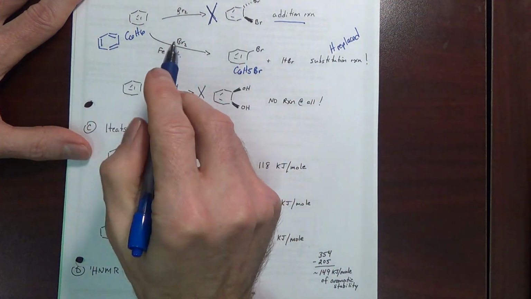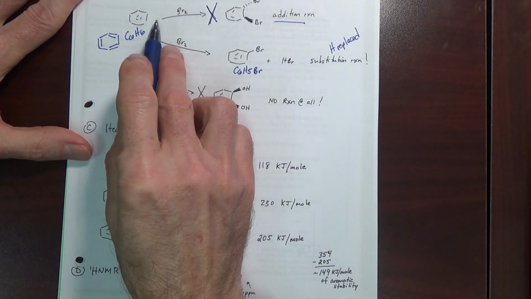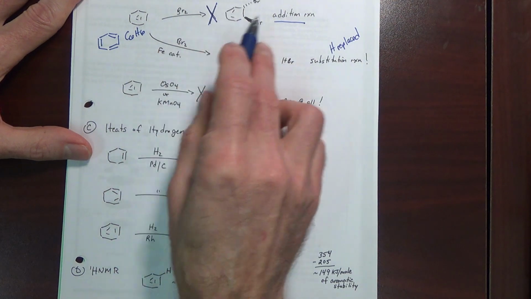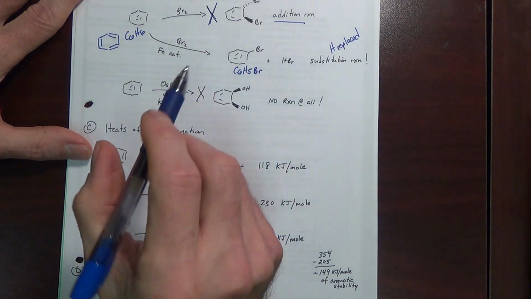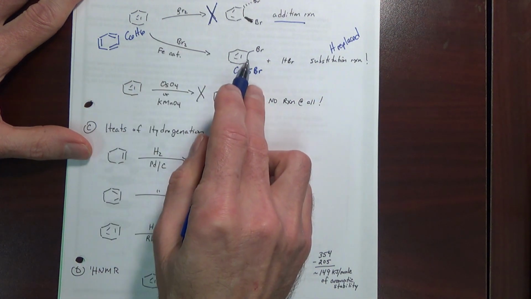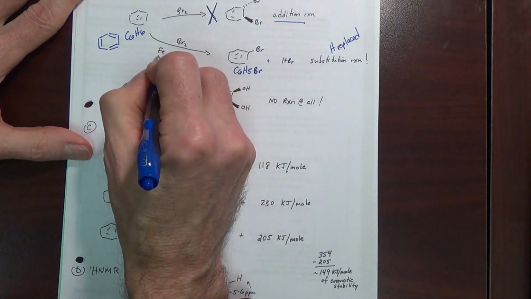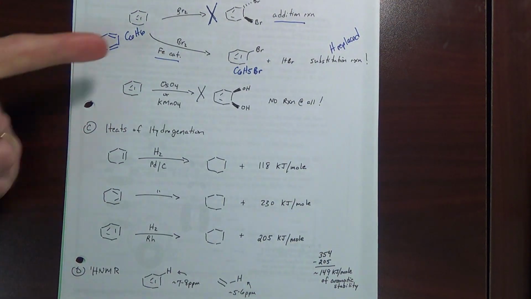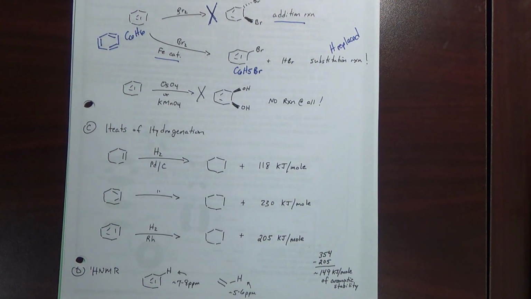Also, it doesn't react as quickly. Alkenes react pretty quickly with bromine to give addition reactions. Benzene reacts slower with bromine, and you often have to include a catalyst, such as iron metal. We'll talk about this mechanism.